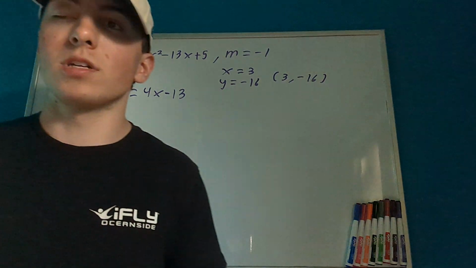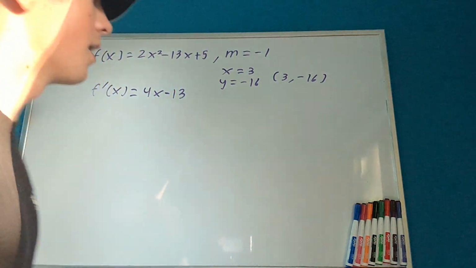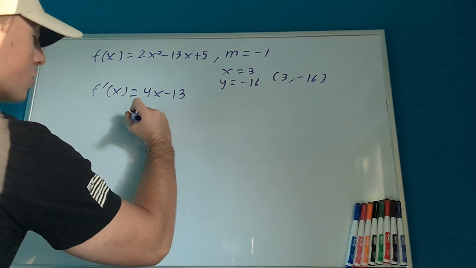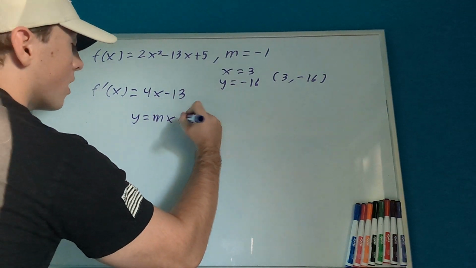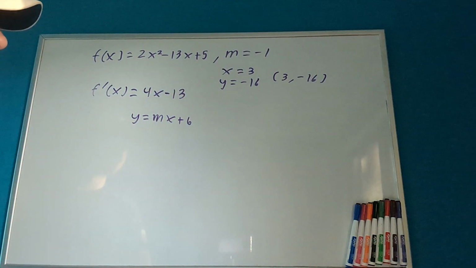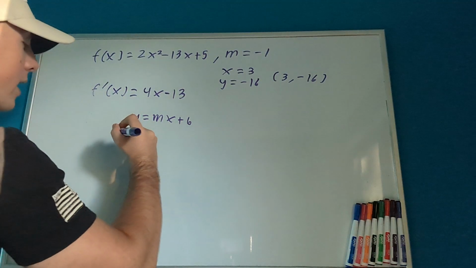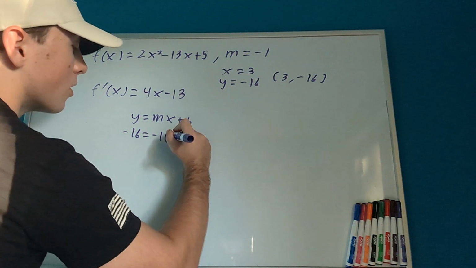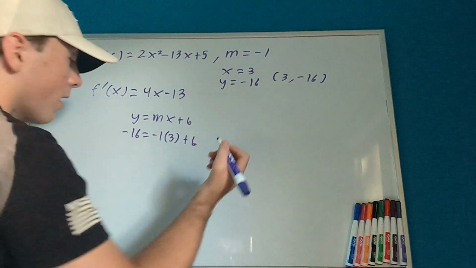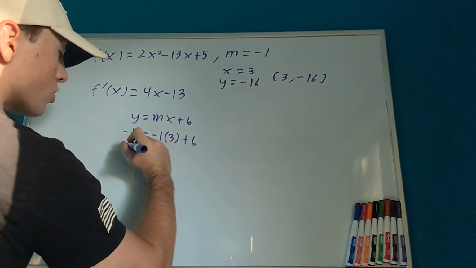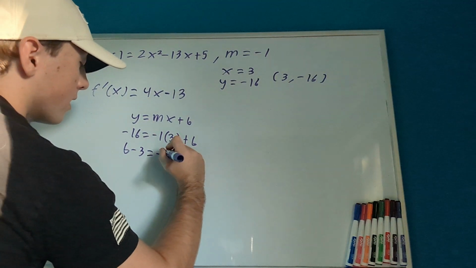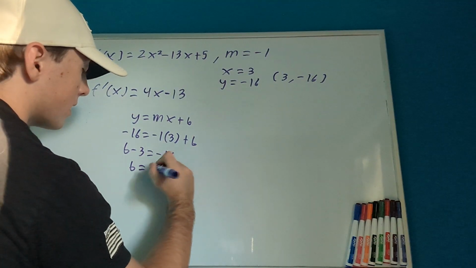The next thing we want to do is solve for the equation of this line. How can we do that? Well, the first thing we want to do is start with y equals mx plus b. This is something you learned in early middle school, maybe elementary school. So we have our y value, negative 16, equals m, negative 1, times x, 3, plus b. All we have to do is solve for b. So we have b minus 3 equals negative 16, and then b equals negative 13.